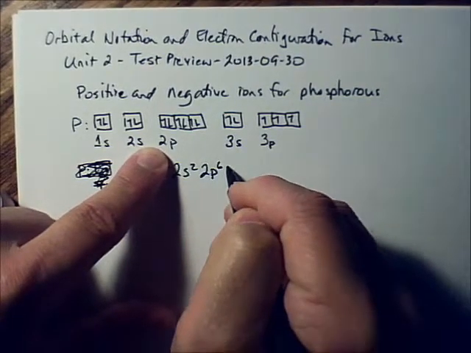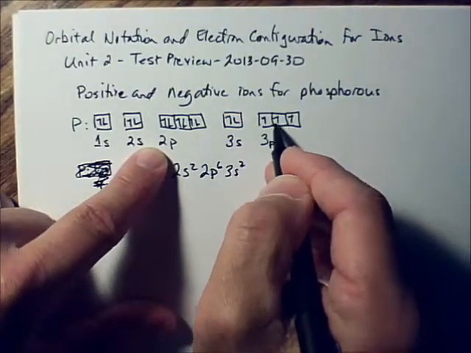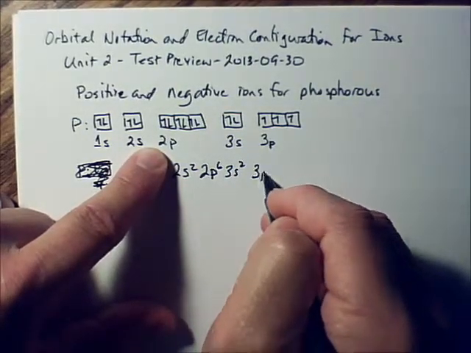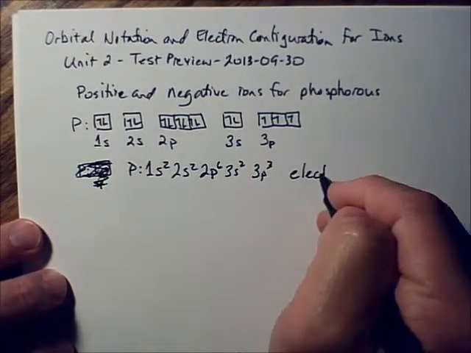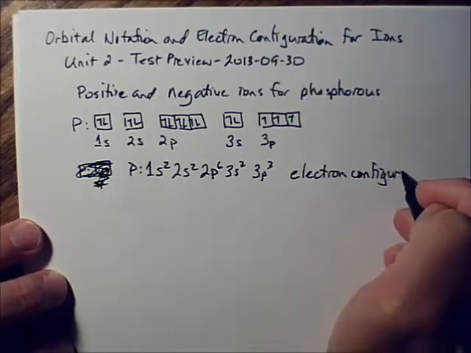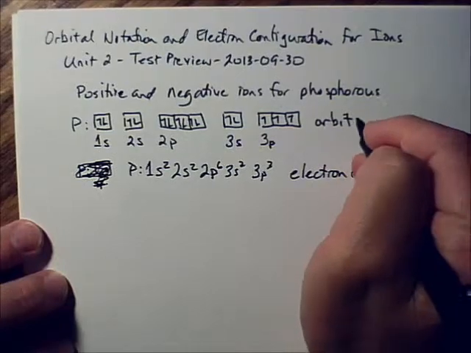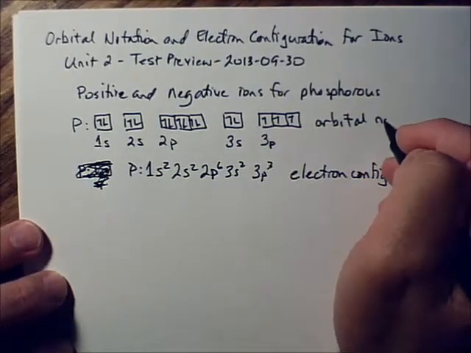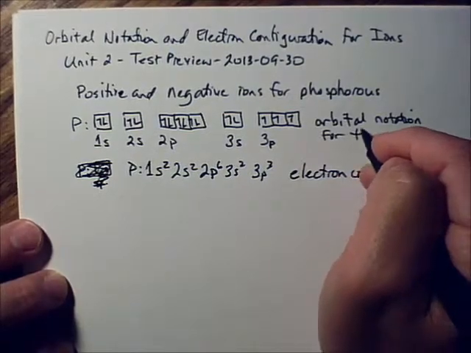2p6, 3s2, and then 3p3. And that's the complete electron configuration. This is orbital notation up here. And this is both for the atom.